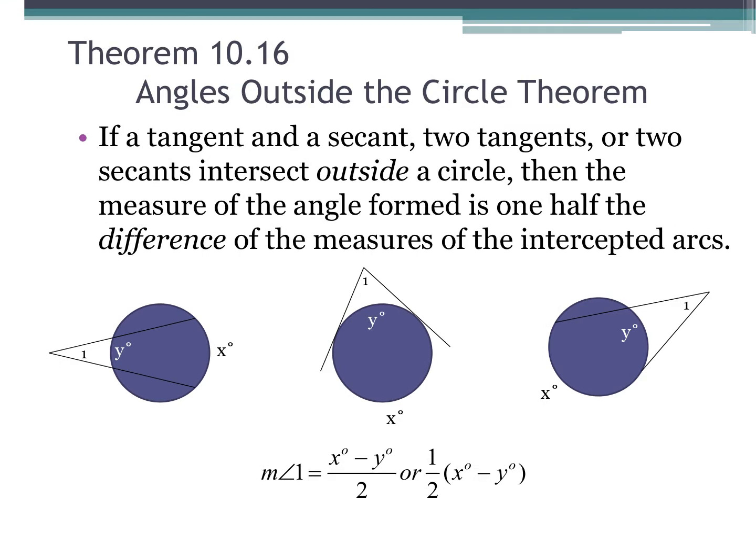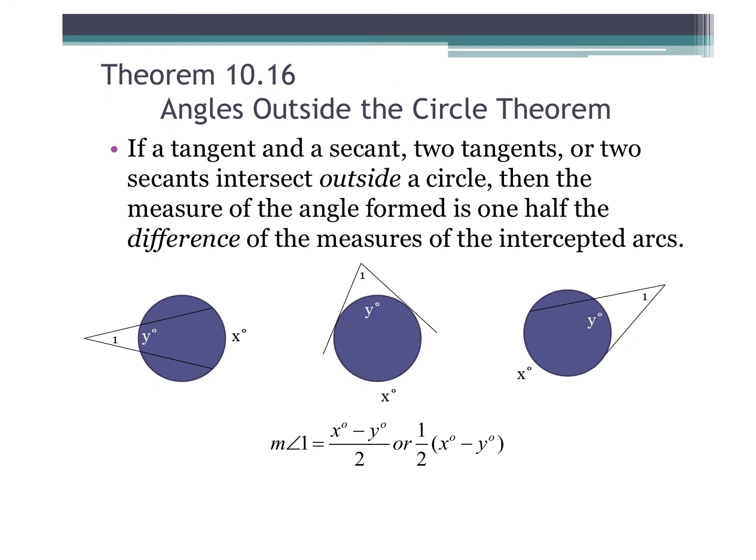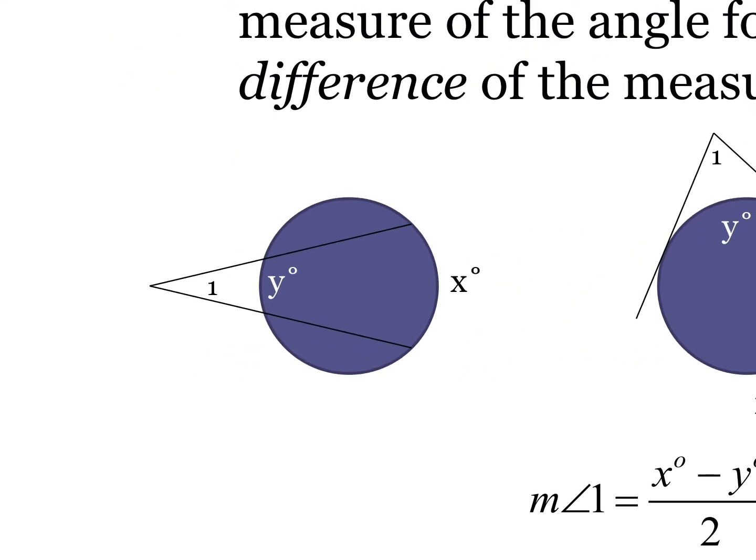Now, when we have an angle that's formed on the outside of the circle, this angle is created by three different scenarios. I either have two secants creating this angle 1. So let me go over this. This is a secant. So this is two secants that is creating this exterior angle of 1.